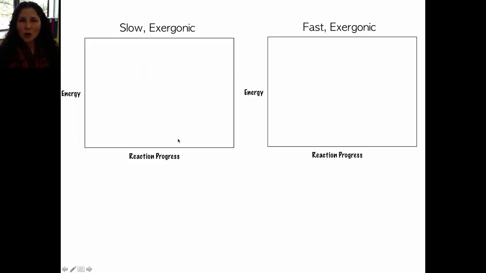Number 6 asks you to draw 4 different reaction profiles. I'd like you to notice that the first 2 ask for exergonic reactions, a slow exergonic and a fast exergonic. In order to emphasize the difference between a slow and fast exergonic reaction, I'm going to place the reactants and products at the same point on each of these diagrams. The important part for an exergonic reaction is that the products are at a lower energy level than the reactants. But in both of these diagrams, I'm going to put the products at the same level and the reactants at the same level. Now, the only difference will be that one is slow and one is fast.